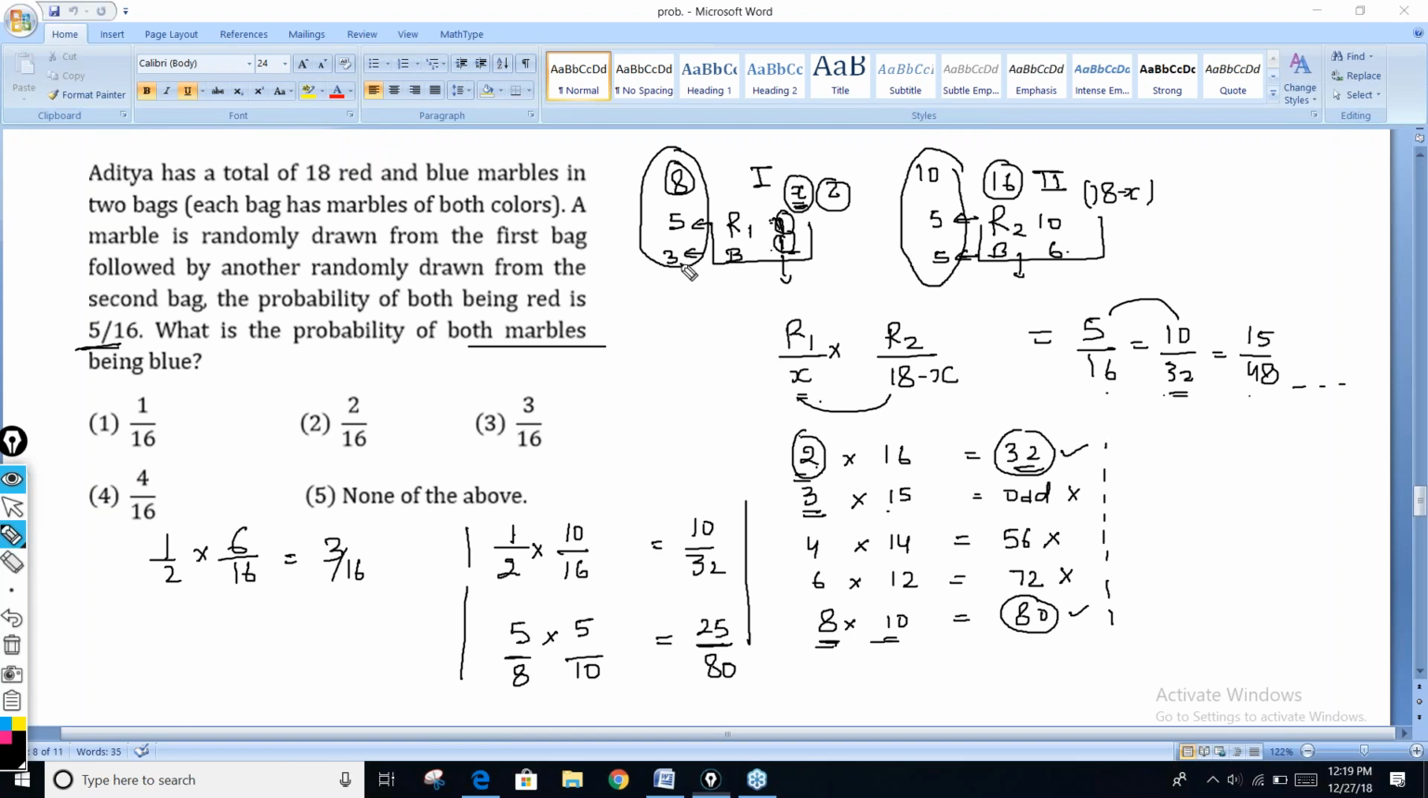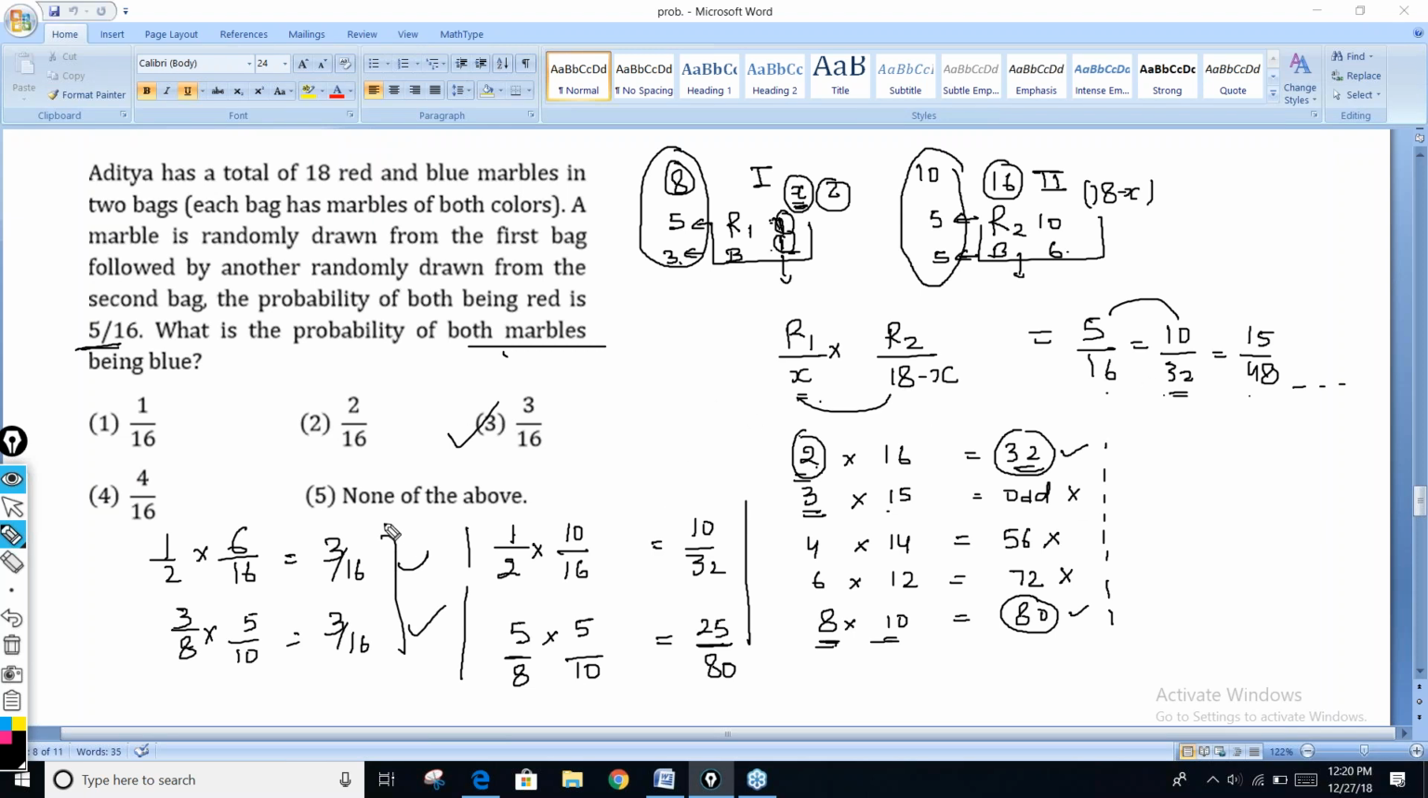Look at the second case. Second case is 3 by 8 into 5 by 10. What is the answer? That is 1 by 2. Again comes out to be 3 by 16. So take any of the case, the probability of getting a blue ball, blue marbles is nothing, it is 3 by 16. That is the answer.